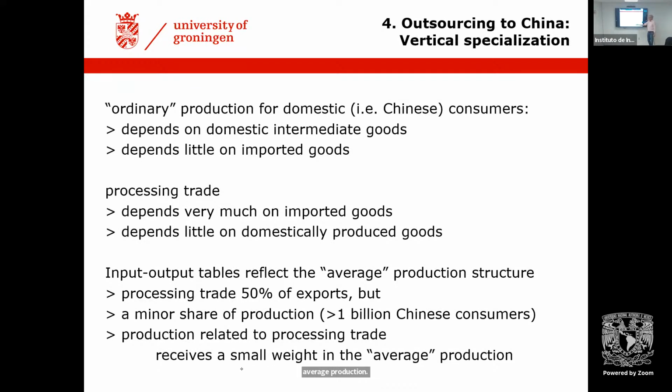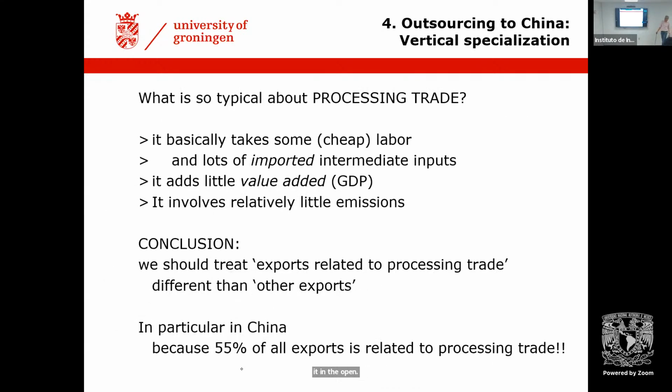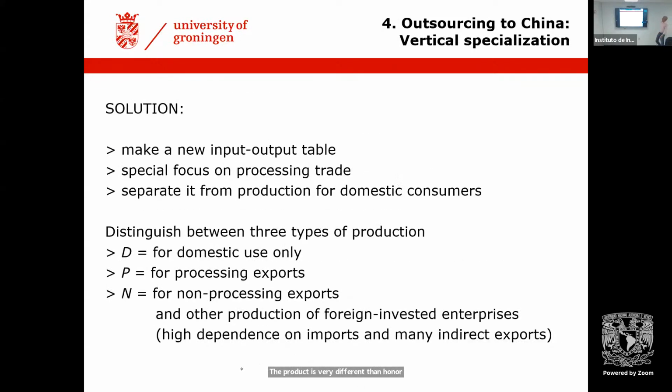Now, how to solve that? Well, bring it out, bring it into the open. And that's what my Chinese colleagues have done. We should treat the exports related to processing trade differently than other exports, in particular because processing trade is so important. So the solution is to make a new input-output table with a special focus on processing trade and separate it from other production.